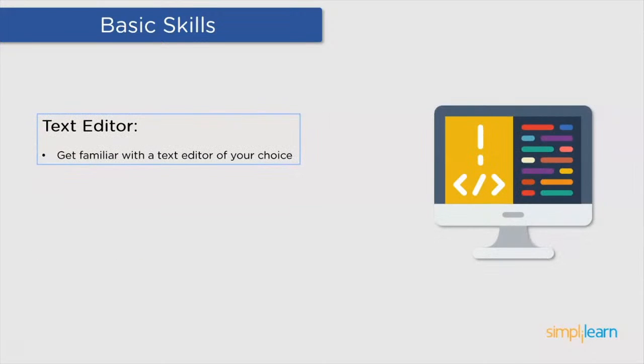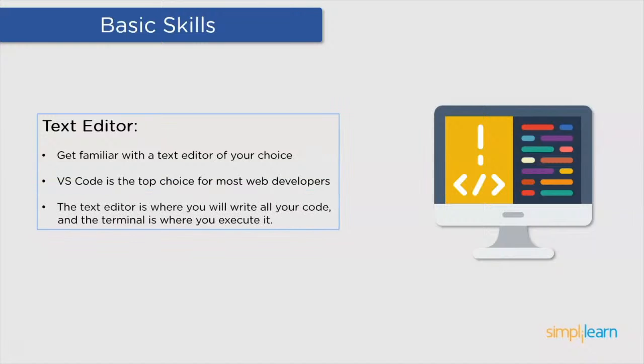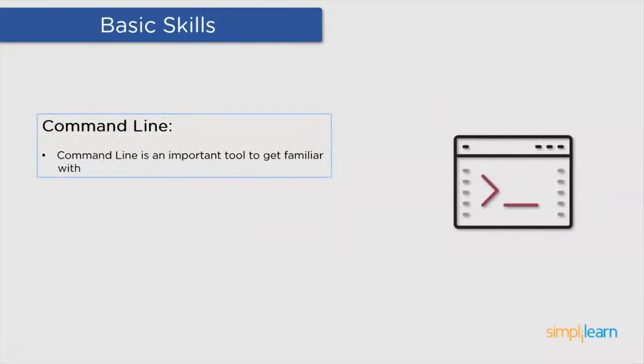So followed by data structures and algorithms, we have the text editor. Get familiar with the text editor of your choice. Visual Studio Code is the top choice for most web developers, and my personal choice too, because of the large support of languages and, of course, the speed. The text editor is where you write all your code and the terminal is where you execute it. So followed by the text editor, we have the command line. The command line is an important tool to get familiar with. It is how you run your code after writing it in a text editor. The better you are on the command line, the more efficient you will be as a developer.